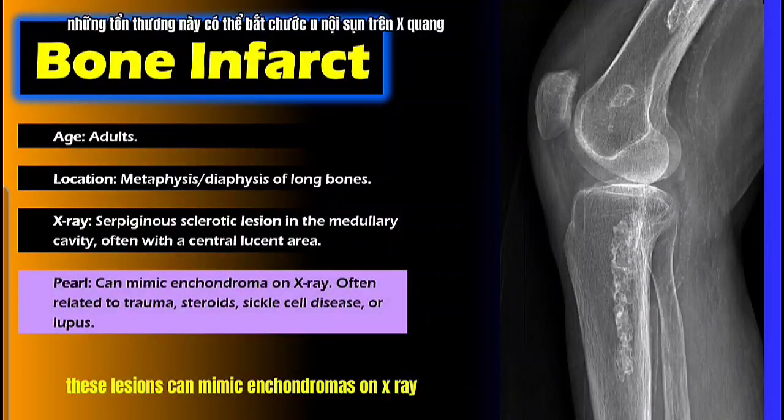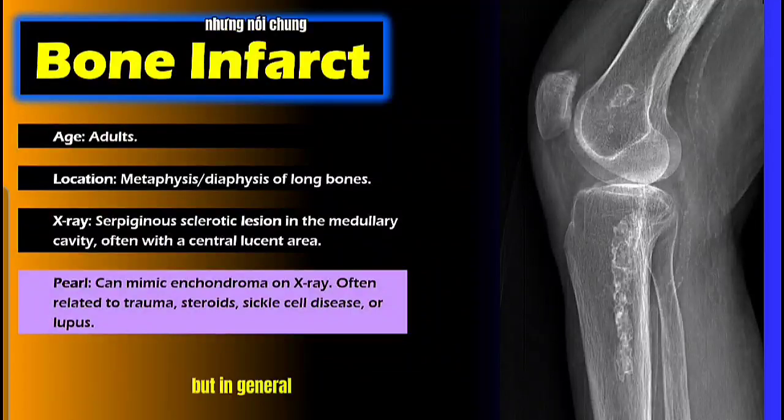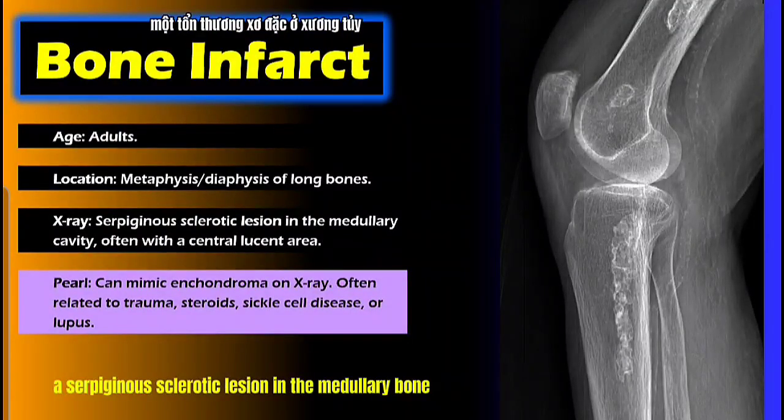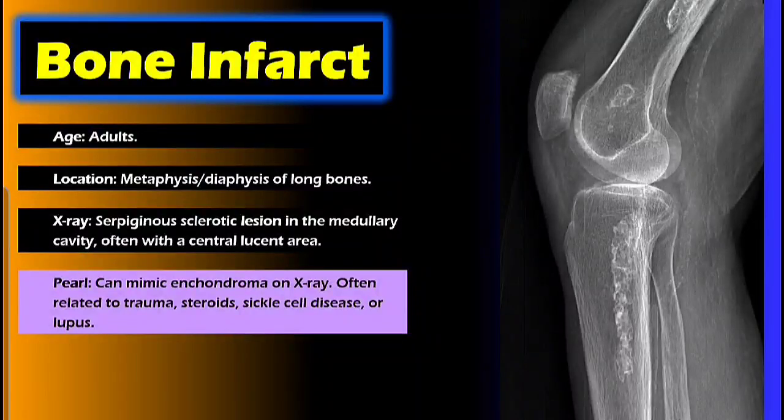These lesions can mimic enchondromas on X-ray, but in general, a serpiginous sclerotic lesion in the medullary bone, think bone infarct.